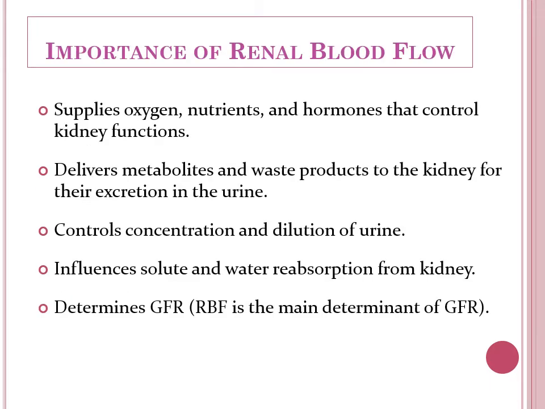Now the basic importance of renal blood flow. First, as with all tissues, the kidney receives blood flow to get oxygen, nutrition and the hormones that control its function. But in addition to this nutritional demand, the blood flow to the kidney is also important to deliver the metabolites and waste products to the kidney for excretion in the urine. This blood flow is also important to control the concentration and dilution of the urine. It also influences solute and water absorption from the kidney, and it also determines the GFR, that is the glomerular filtration rate.